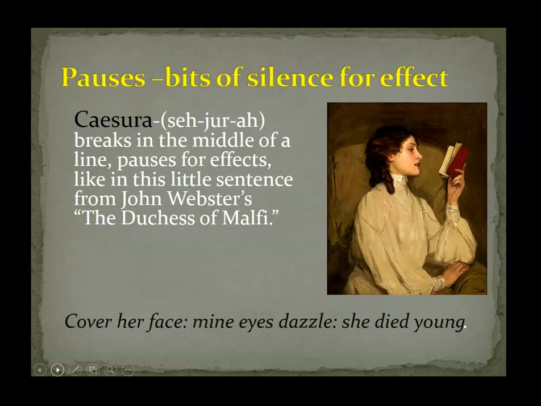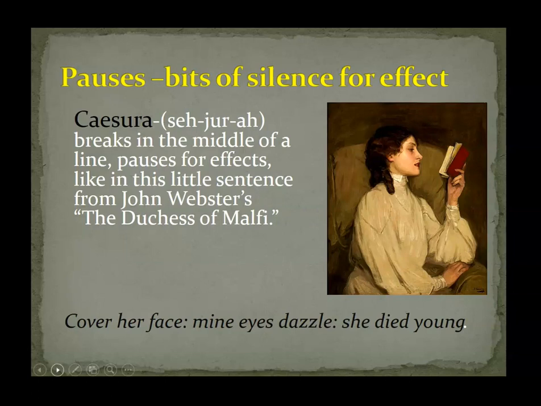Cover her face. Mine eyes dazzle: she died young. There's a bit of tension between each colon and what comes after. Notice that in the pause after the second colon the reader dies a little, just as the young girl did. This is one way a poet might disrupt the meter of a poem.